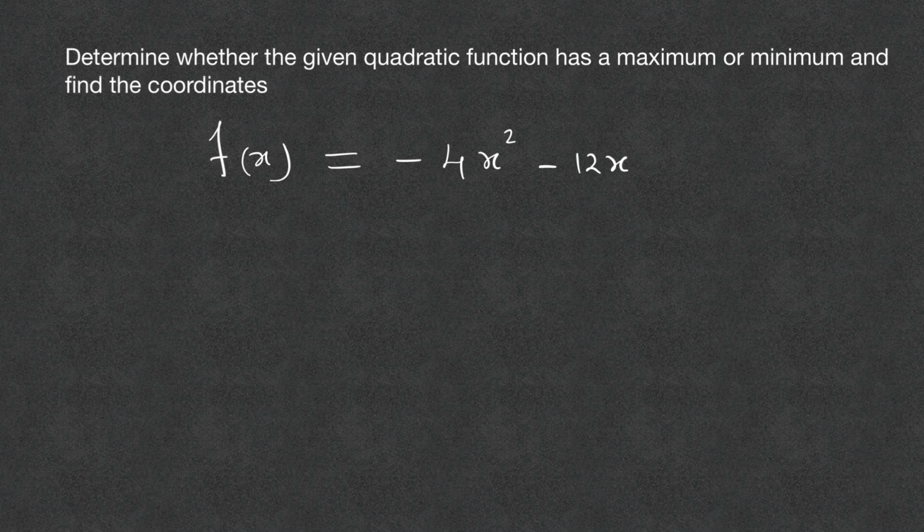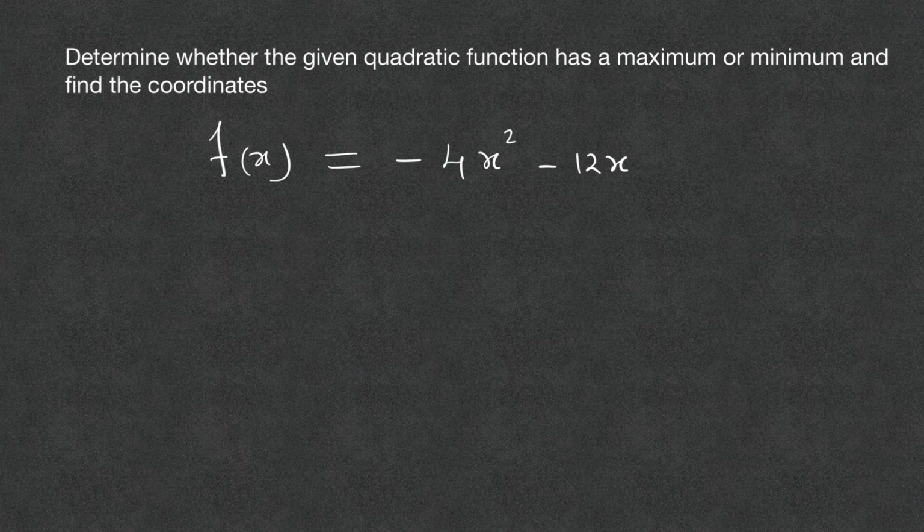This video is about exam 2 review. In this question, I'm going to show you how to find the maximum or minimum of a given quadratic function. The function f of x is negative 4x squared minus 12x.